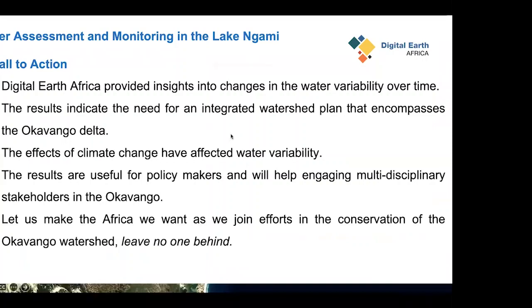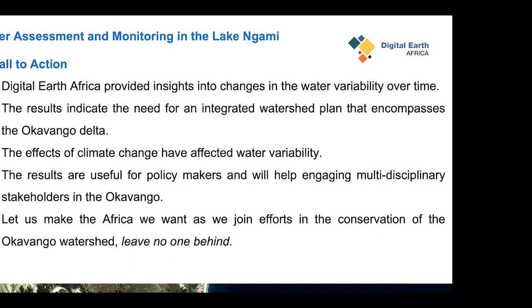So looking at the results we are getting from the satellite imagery in monitoring the water extent for Lake Ngami, we notice that the effect of climate change is affecting this water variability. And a lot of species depend on this. Even the humans who settle around those areas depend on this. So with this, we have to see that the usage of Earth observation data sets is very, very important to help us make meaningful decisions for the coming years.